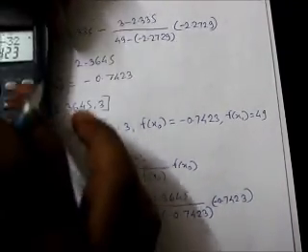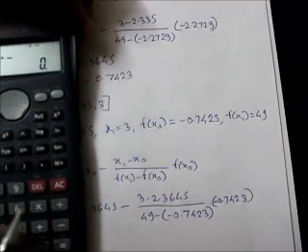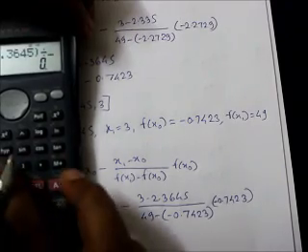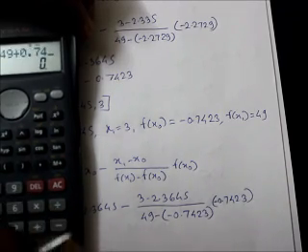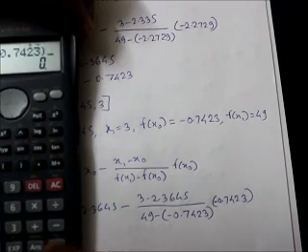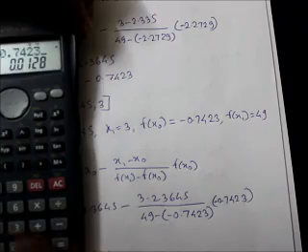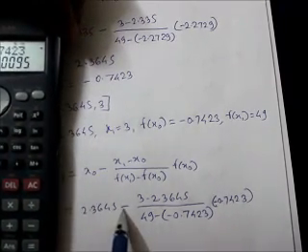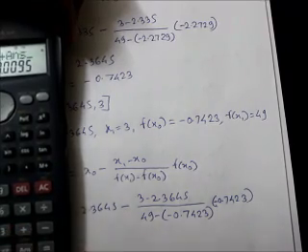Alright, so 3 minus 2.3645 divided by 49, minus minus is plus, multiplied by 0.7423. Okay, and again minus and minus becomes plus, so 2.3645 plus the answer.